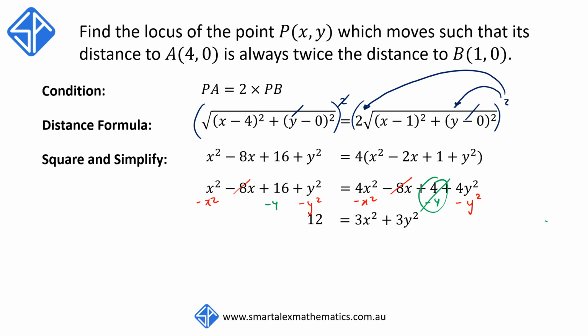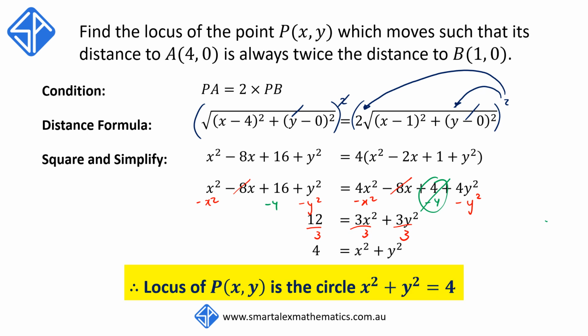We then divide both the left and the right by 3, and this will simplify to 4 is equal to x squared plus y squared. So reversing the left and the right-hand side, we get our locus of the point P(x, y) is essentially the circle with equation x squared plus y squared is equal to 4.